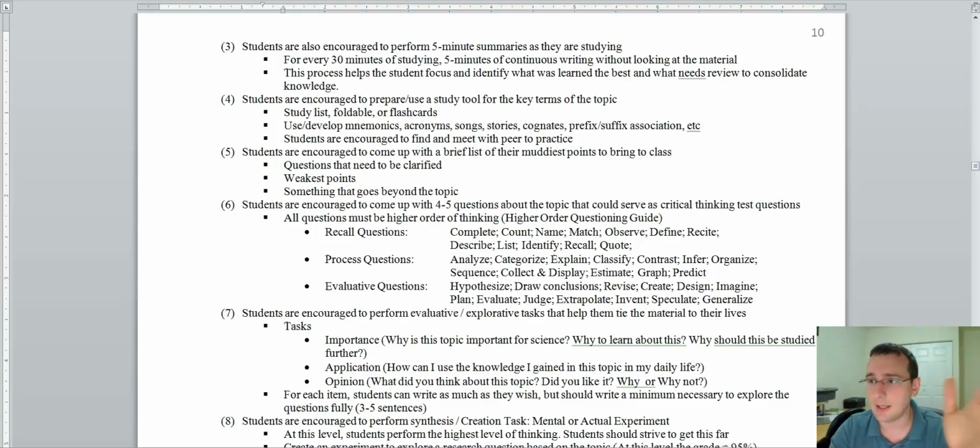Another thing that I tell kids to do, and I teach them how to do this, is use things like mnemonics, acronyms, songs, come up with stories, use cognates, prefixes and suffixes, different things that will actually help you remember the material. And every class we learn a different one of these strategies and try to use them when you actually study.